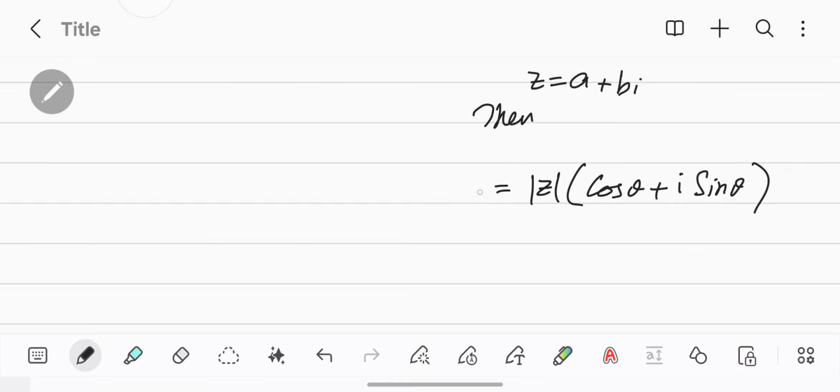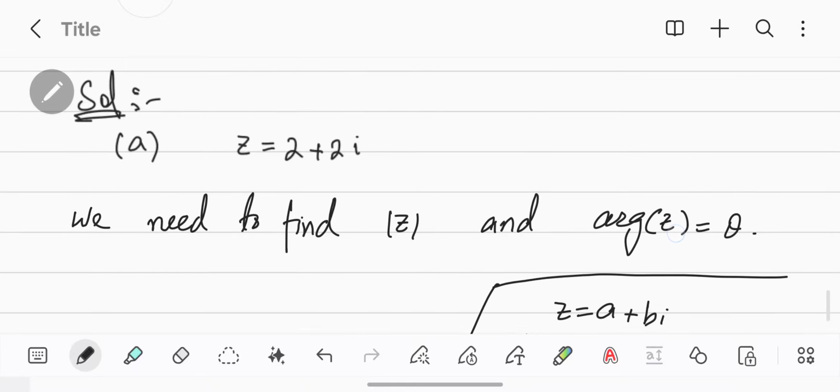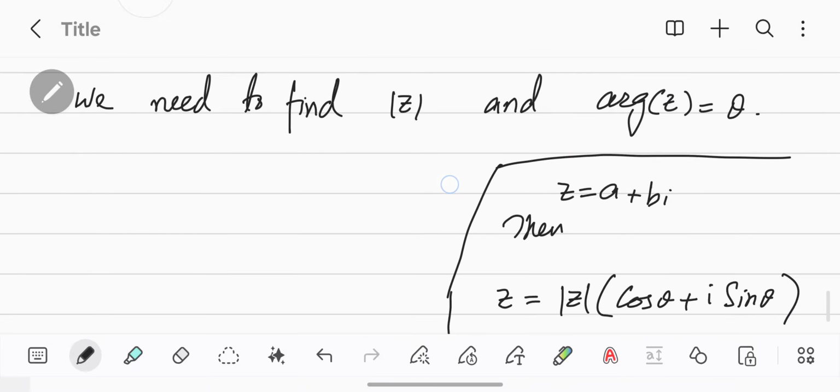Okay, so Z is equal to, the trigonometric form of Z is the same thing as Z. This is equal to the modulus of Z times cosine of the argument plus iota sine of the argument. We have shown in the previous video that Z is equal to this thing. So in order to find this, we need the modulus and the argument. So that's why we need to find the modulus and the argument theta first.